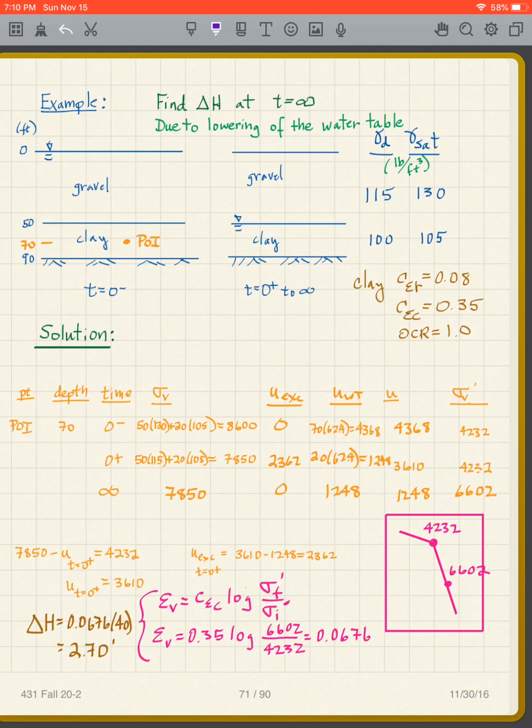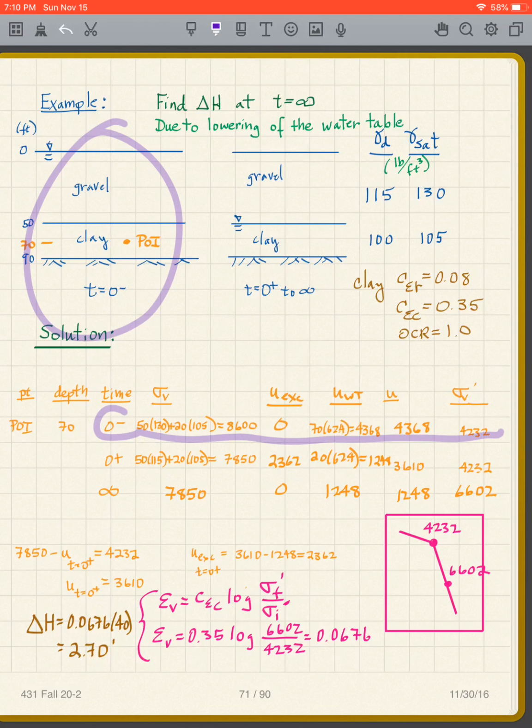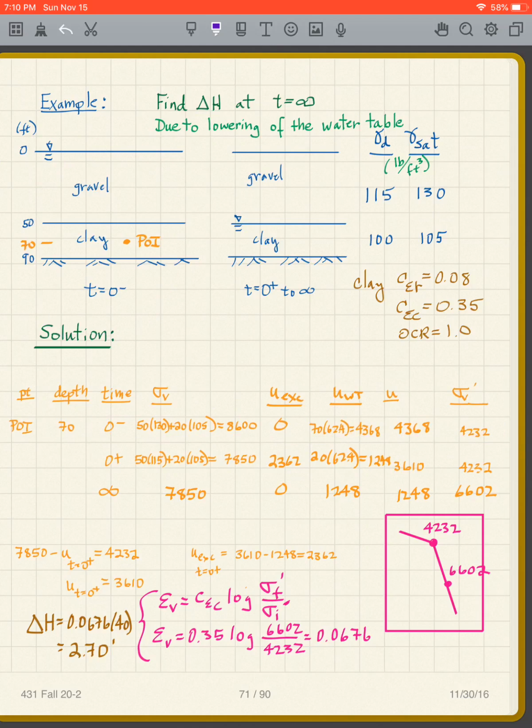One way is that, what do I know? Let's look at this picture, and let's complete the t equals 0 minus values. And what do we get? Well, u excess is 0, of course, at t equals 0 minus. My u water table, well, it's 70 feet here. So it's 70 times 62.4. So I get my u by adding those two together. And then I get my sigma v prime: sigma v minus u is my sigma v prime.